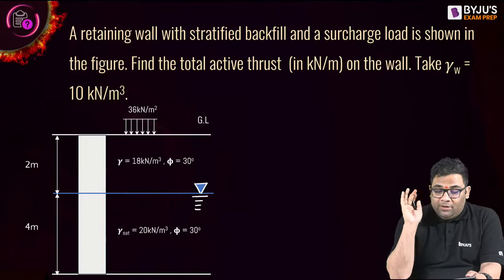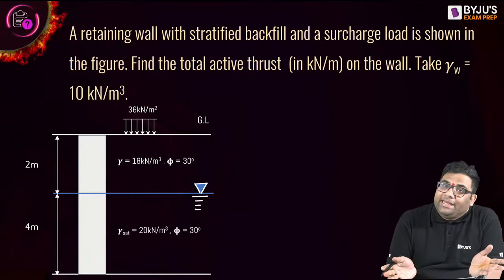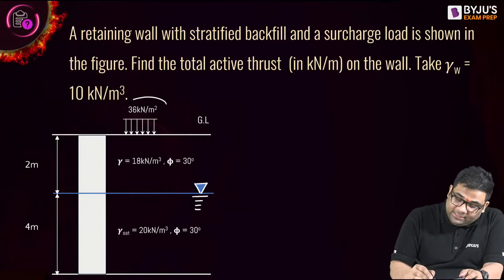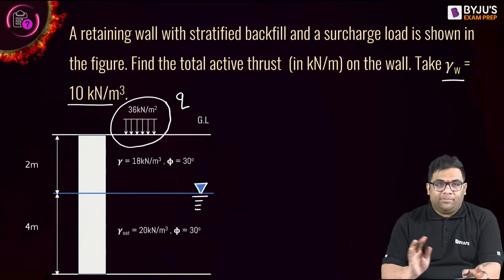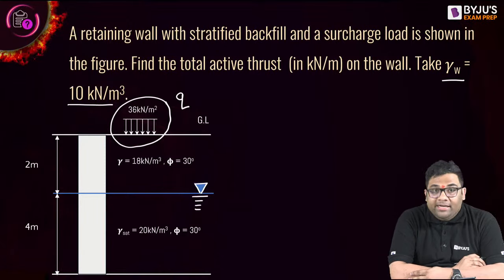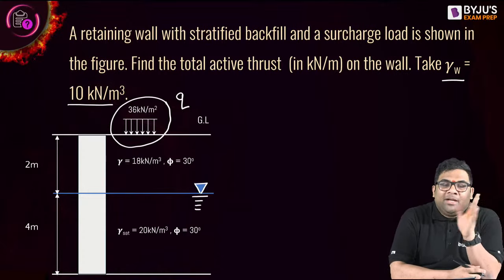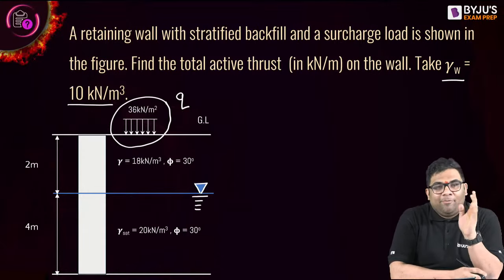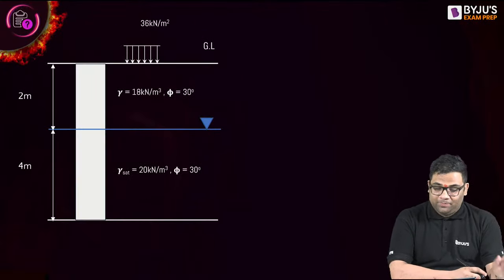So what will we do here? We will draw the pressure distributions and then take the area. Very easy. The surcharge is also given, and gamma W is given as 10 kilonewton per meter cube. In the GATE examination, if gamma W is not given, then the default value you should take is 9.81. But if they give gamma W as 10, then take 10 only. Let us solve this question.